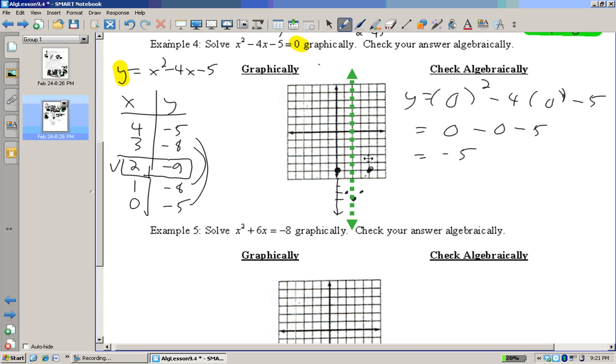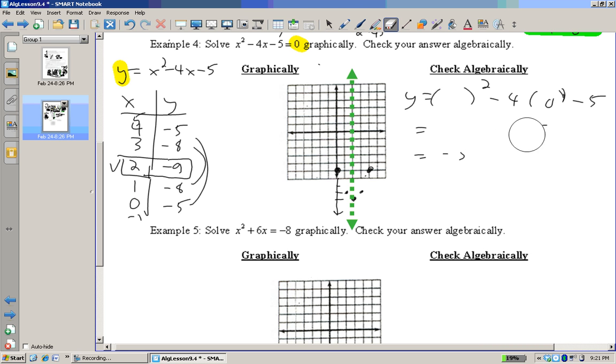Now you notice we haven't gotten to the x-axis. That's the whole point. We want to know where, since we replaced 0 with a y, where does y equal 0? That's on the x-axis. Now we haven't gotten there yet. And even though we're solving graphically, we don't want to guess. We want to be very sure. We're almost solving using a table of values because we want to know precisely when y is 0. So let's go up again to 5, down to negative 1.